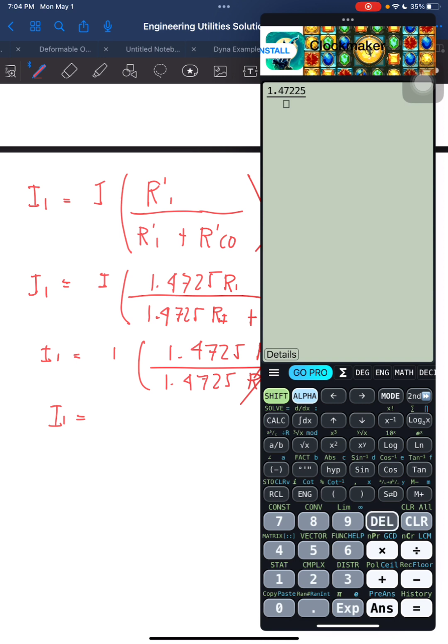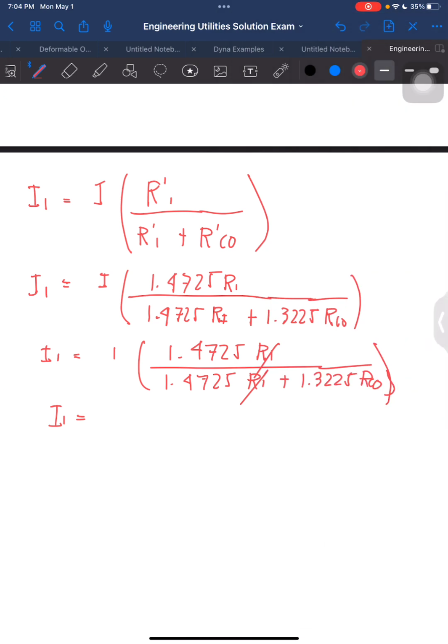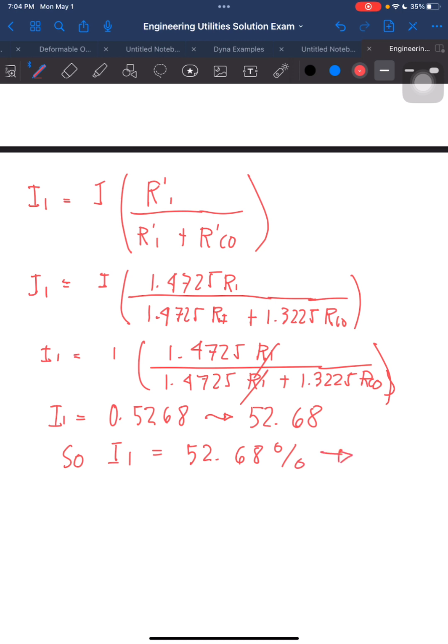1.4725 plus 1.4725 plus 1.3225. Ito ay 0.5268. 0.5268. Kapag ginawa nating percentage, ito ay 52.68. So, ito na yung kuwan natin sa iron. So, I1 is equal to 52.68%. Ito na yung copper.